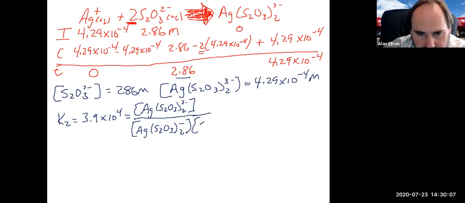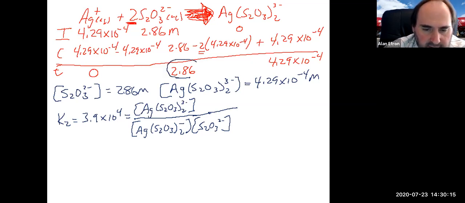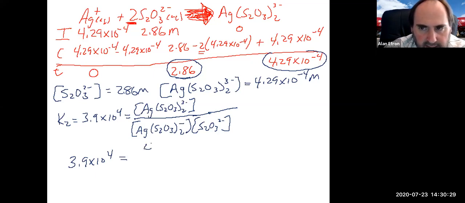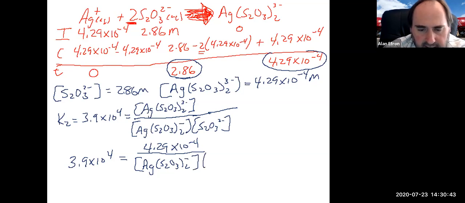Times the ligand. And again, we could use the second one because from this table, there's the concentration of our ligand, and there's the concentration of our complex ion. So we actually could put those values in. And if we do that, 3.9 times 10 to the 4 equals 4.29 times 10 to the minus 4 divided by the concentration of our intermediate we're looking for. And then the ligand had a concentration of 2.86.